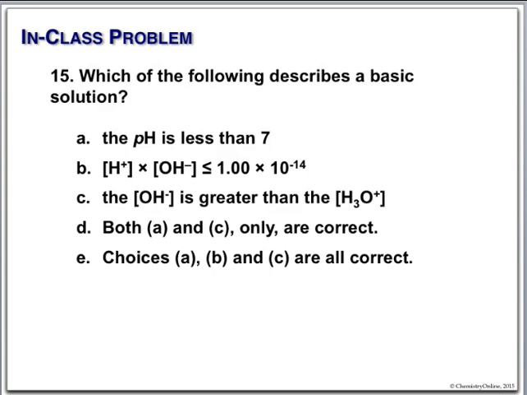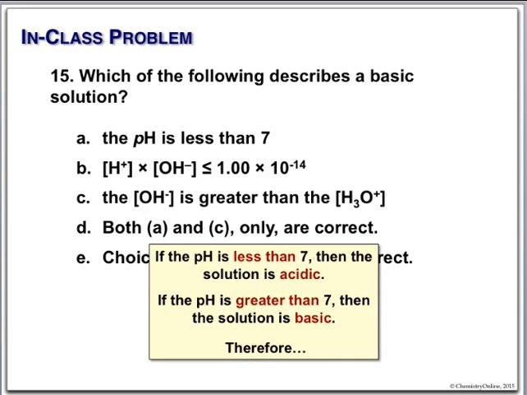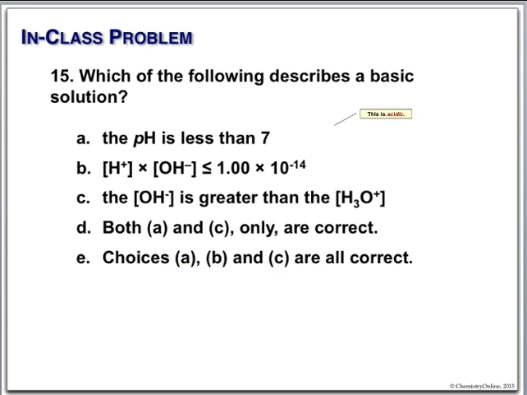All right, which of these describes a basic solution? We already said this, and of course you all wrote it down and you remember it. If the pH is less than 7, it's acidic. If it's greater than 7, it's basic. We're looking for a basic solution, right? So for A, our pH is less than 7. This is going to be acidic. So it's not A.